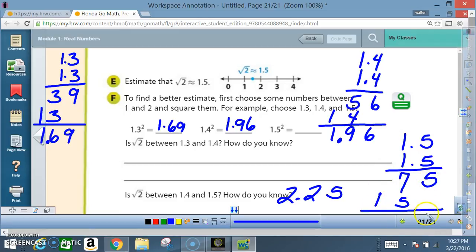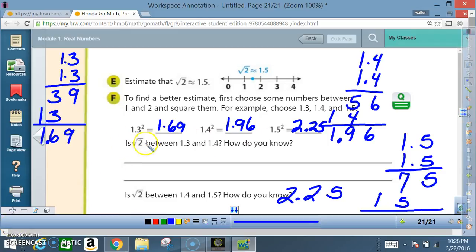Add going down. 5 plus 0 is 5. 7 plus 2 is 9. 5 plus 0 is 5, 7 plus 5 is 12, and then we carry a 1. 1 plus 1 is 2. So here we get the answer 2.25.